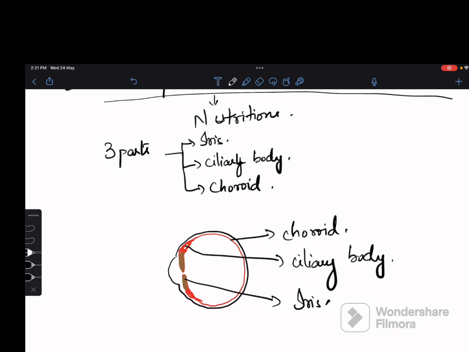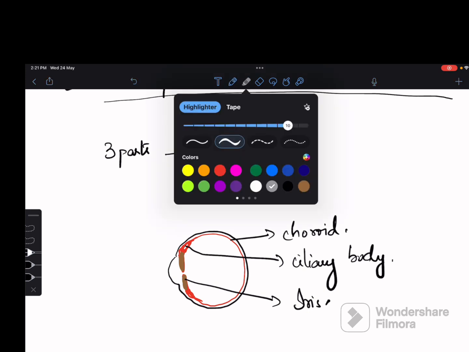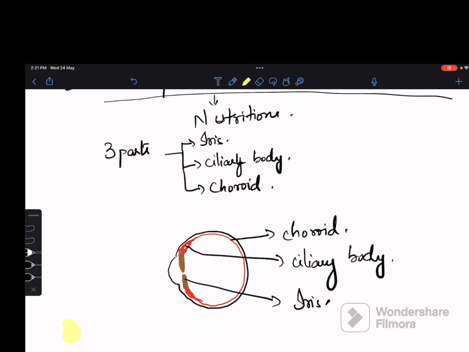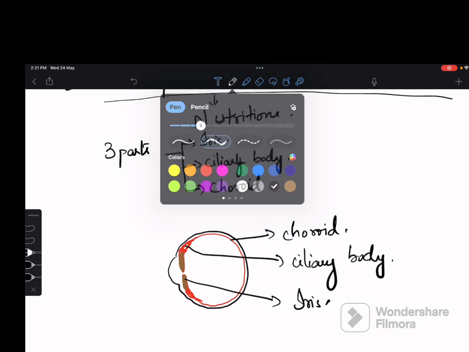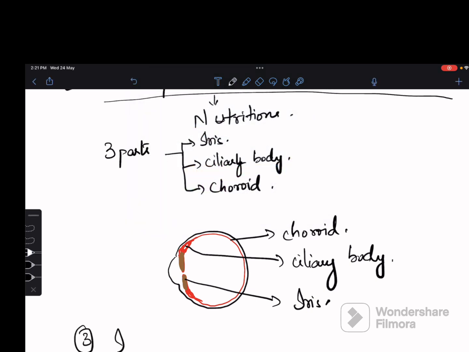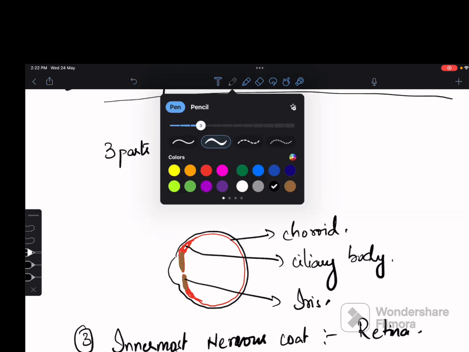Now you have the innermost coat, that is your nervous coat. The third one is your innermost nervous coat, otherwise called the retina.